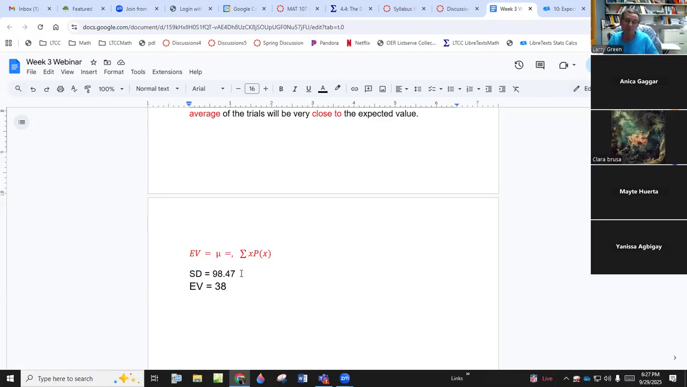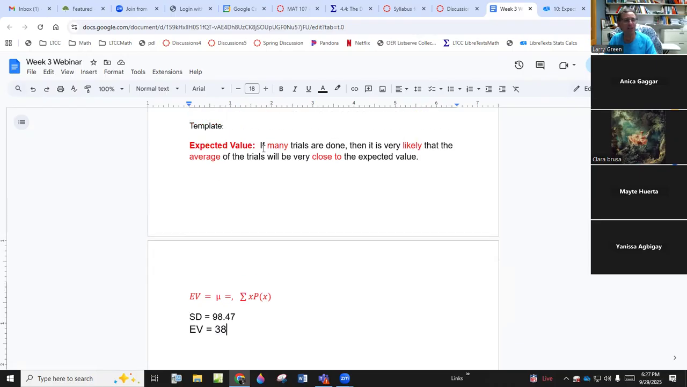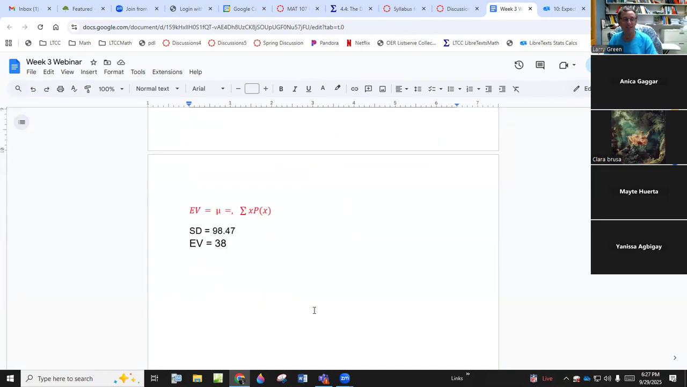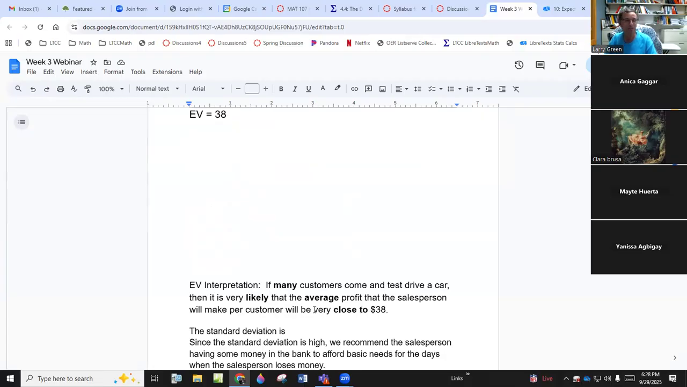And here, in this example, it's on average how much money you're going to make and how much money you might be off by. Any questions on that? Okay, the expected value is 38. So now we can interpret the expected value using this template. And by the way, don't just copy and paste the template and not change anything. We need to talk about what this is.